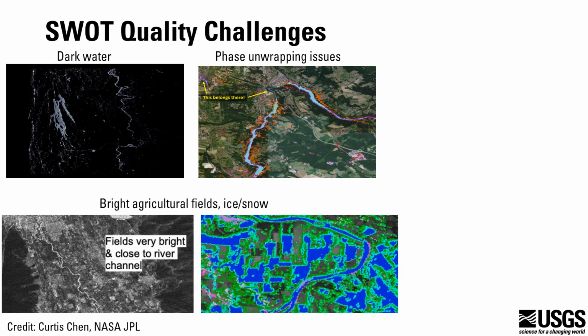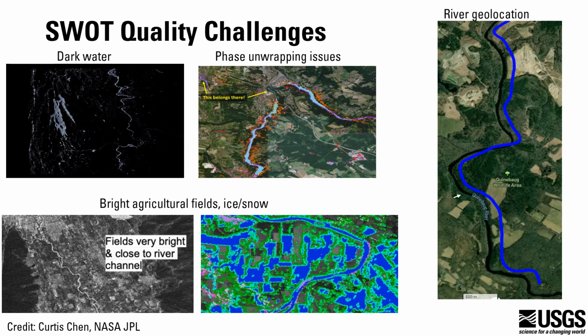Another phenomenon we might see is bright agricultural fields or other factors such as ice or snow showing up bright on the backscatter. And so in this case, we have inundated fields close to the river channel that are classified as water in this case. This challenge in some ways is a nice thing. If users are interested in looking at, for example, inundated vegetation, they might be able to use SWOT in this case to get at some of the elevation of other types of water bodies as well.